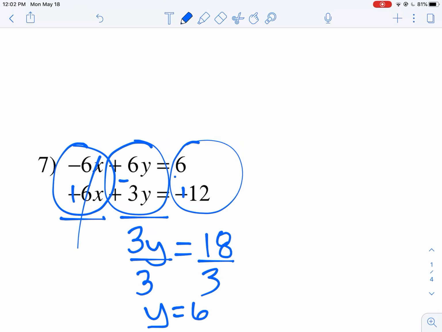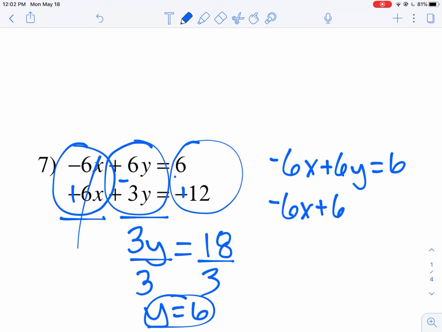So now I can substitute my y value into either of the equations. I'm going to go with the first one again. By default, why not? So I'm going to rewrite it. Now since I have a value for y, I'm going to substitute it in. Negative 6x plus 6 times 6 equals 6. Let's see how it works. 6 times 6 gives me 36.